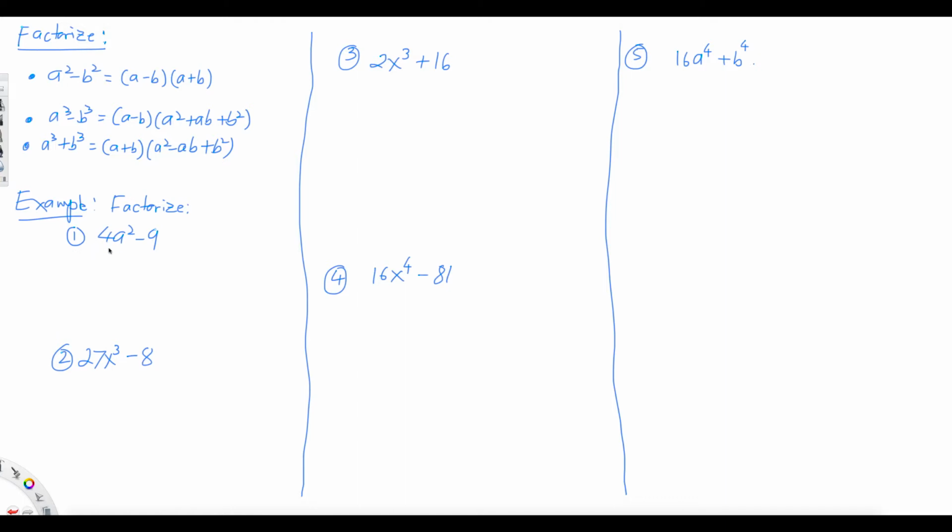Okay, let's see the first example. There is 4a squared minus 9. The first thing to do to factorize is check whether there is anything common between this term and that term. There is nothing common. Now let's think about whether we can write it in one of these formulas. It looks like the first formula is the best one. Can you write something squared minus another thing squared? Yes, you can write (2a) squared minus 3 squared. You think of it like a squared minus b squared.